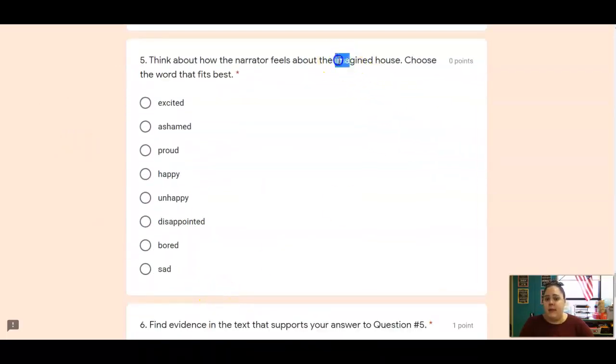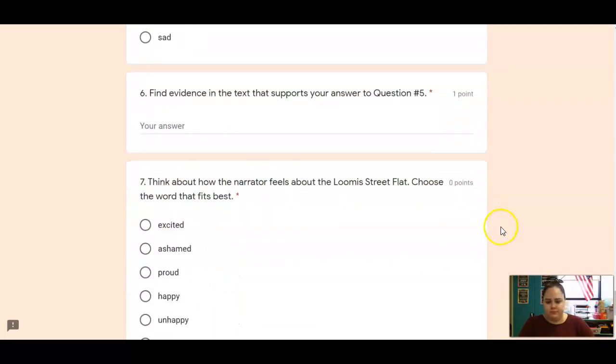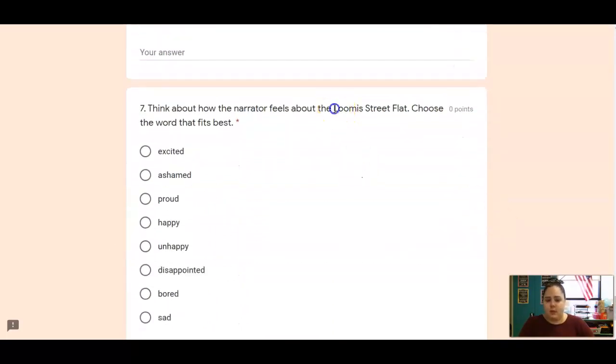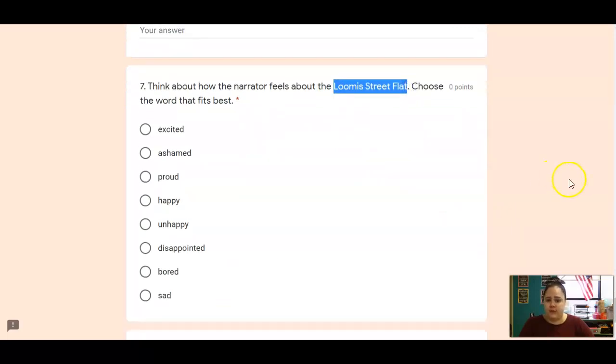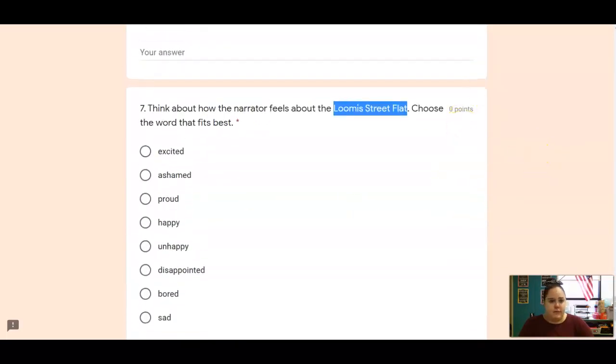And now think about the imagined house, so the dream house, the one that she hopes to have. Choose the word that best fits how she feels, and then find evidence in the text to support it. And then same thing with the Loomis Street flat. Choose the word that fits, and then find some evidence to support it. All right, let's head over to skills.